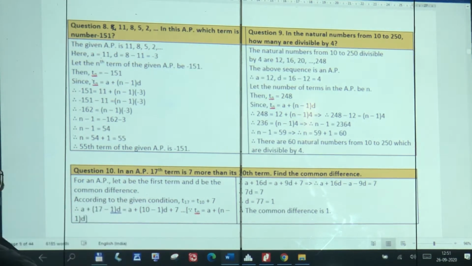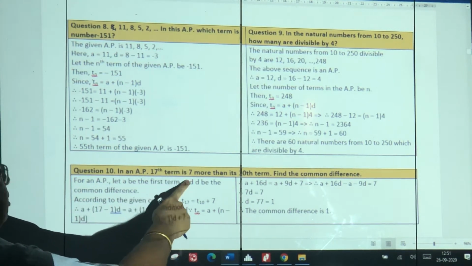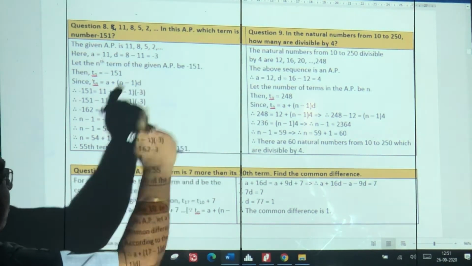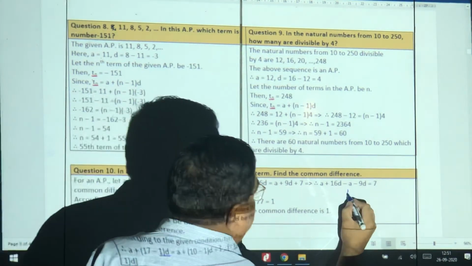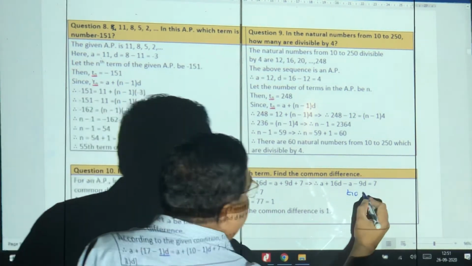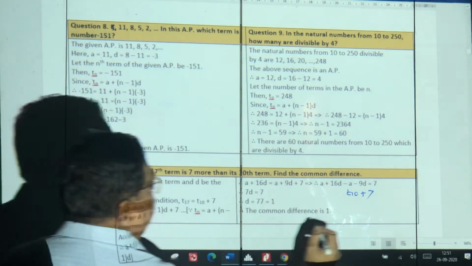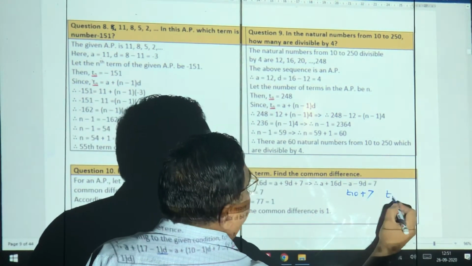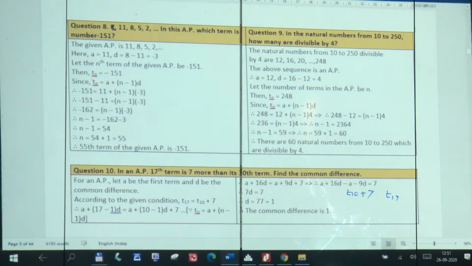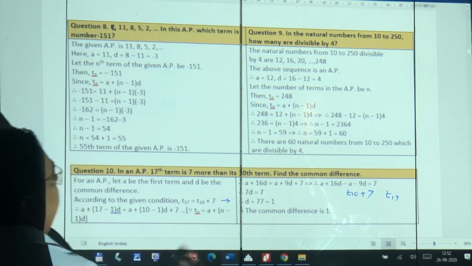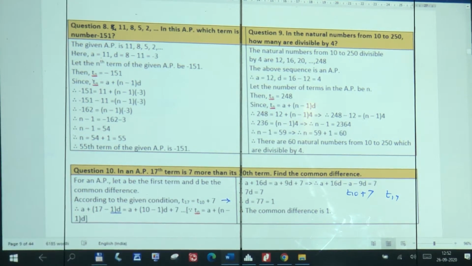In this sum, the 17th term is 7 more than the 10th term. So find the 10th term, add 7 to it, and you will get the 17th term. That is what he is saying. But how do we do it? We don't have everything. So first we identify that the 17th term is the 10th term plus 7.